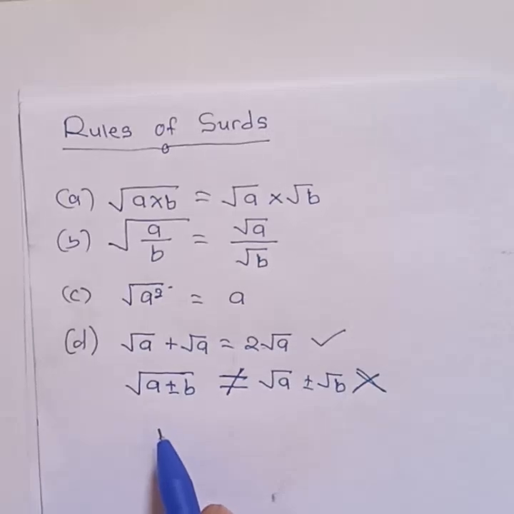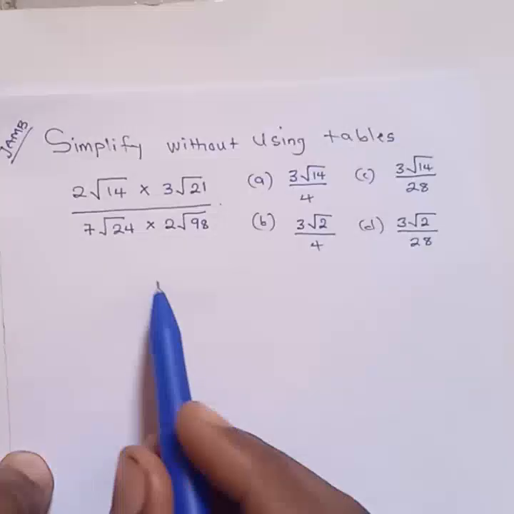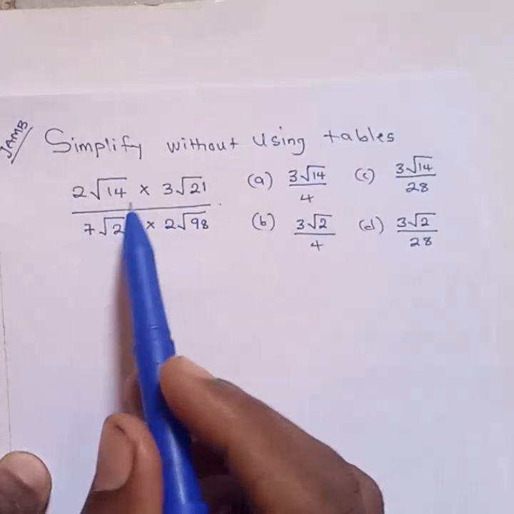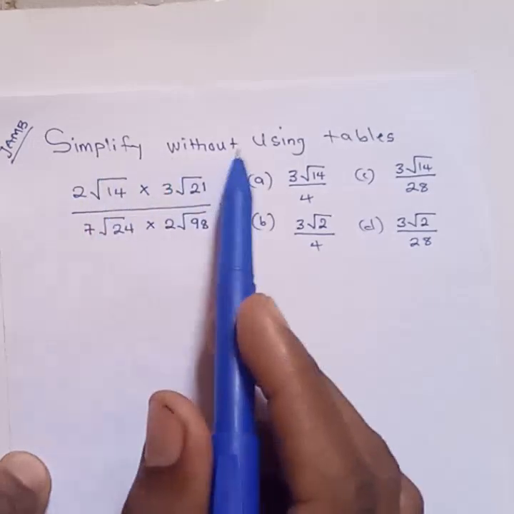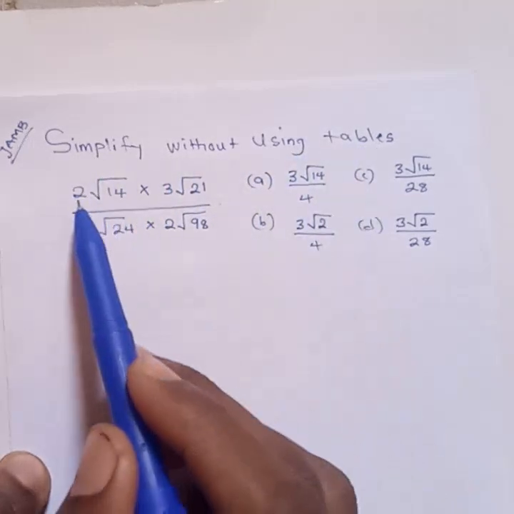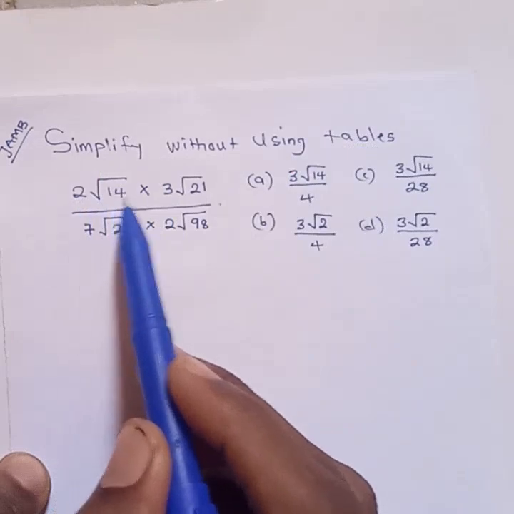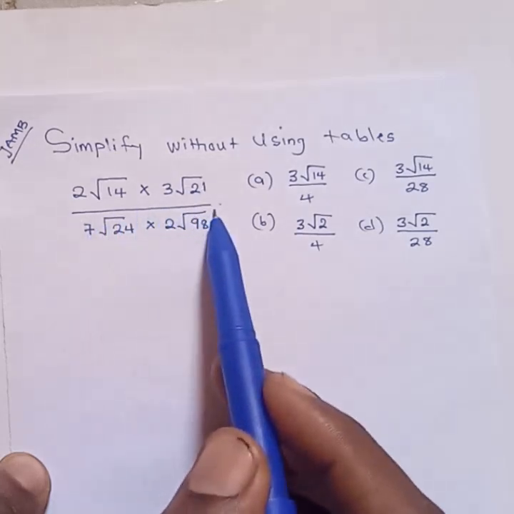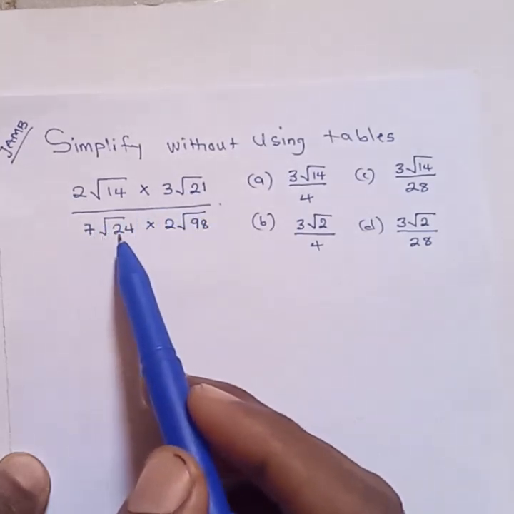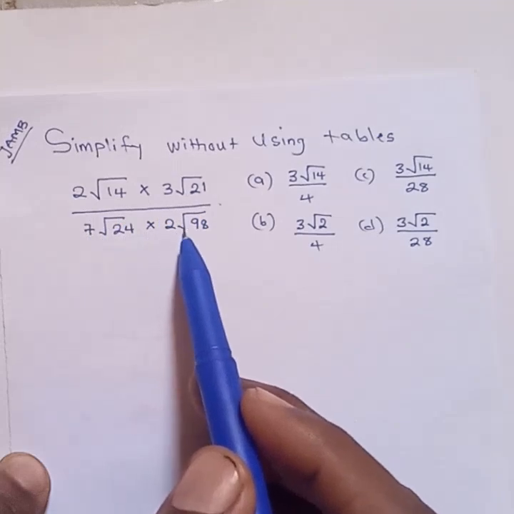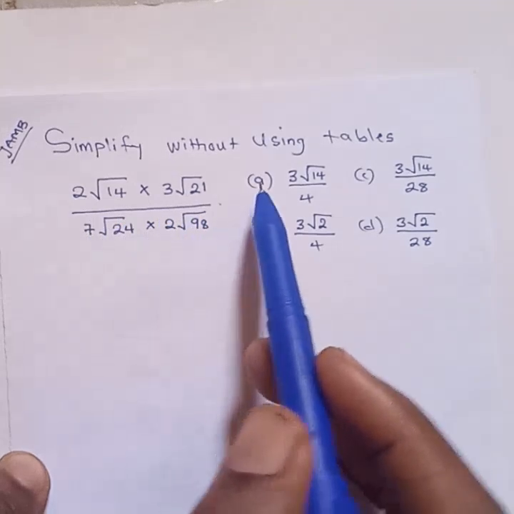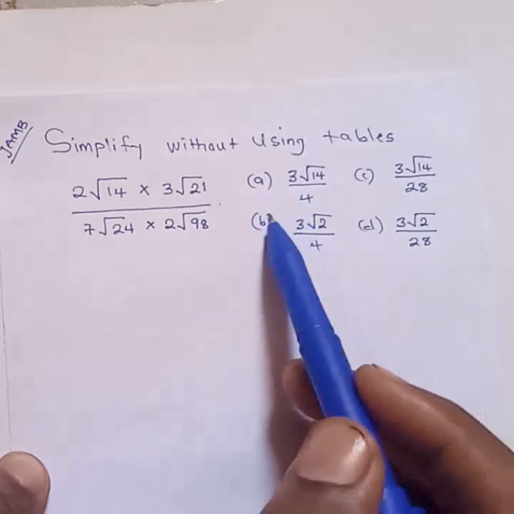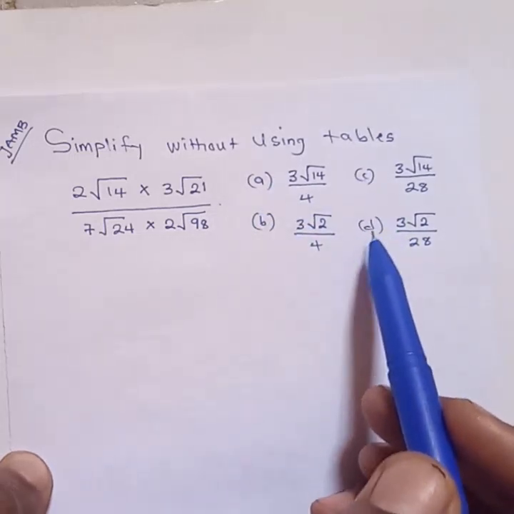Having refreshed our mind with the rules of sorts, now let's go back to the first question. The first question says, simplify without using tables. 2 square root of 14 multiplied by 3 square root of 21 all over 7 square root of 24 times 2 square root of 98. And these are the options A, B, C, and D.